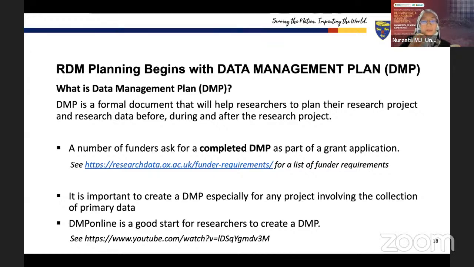So it's important to create a DMP, especially for any project involving the collection of primary data. Usually when you send the DMP in a grant application, it will be a very short and concise one, but the DMP is a living document. So once you get a grant and start to implement your research project, maybe every 6 months, it depends on the institutional policy and guidelines, or every year, you will start updating your DMP. So your DMP will get longer and longer until the project ends.